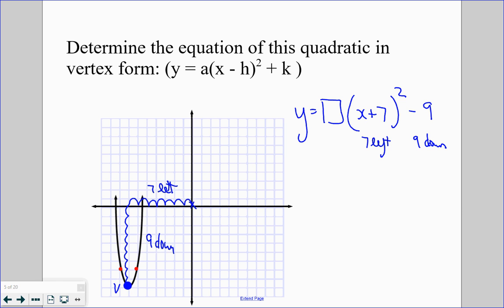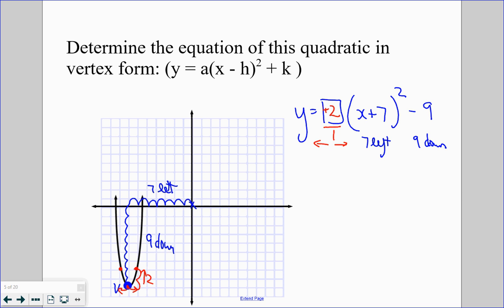Then for the a value, what we do is we go from the vertex, and you go 1 over in each direction. And then here we're going to go up 2. Because I'm going up 2, I write in positive 2. So the a value is 2 over 1. Essentially, we find the a value very similar to the way we found slope in grade 10. It's essentially just the rise over run.